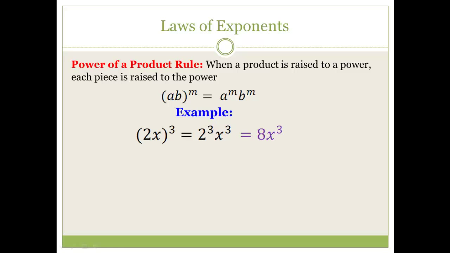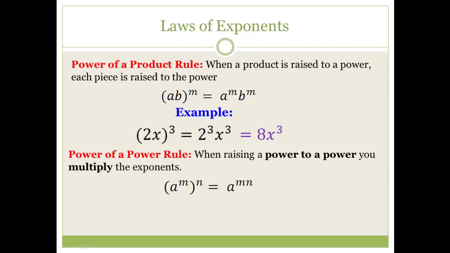The power of a power rule tells us that when raising a power to another power, you can multiply the exponents. So our example of x squared to the third power can be rewritten as x to the 2 times 3 power, which is just x to the 6th power.